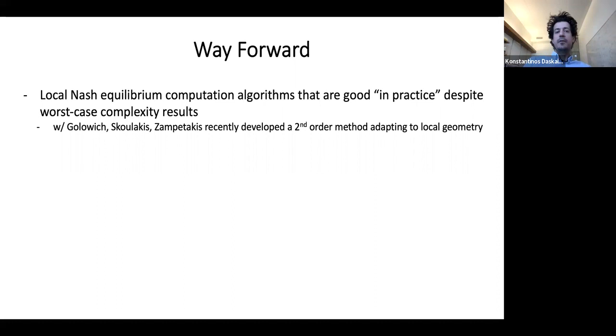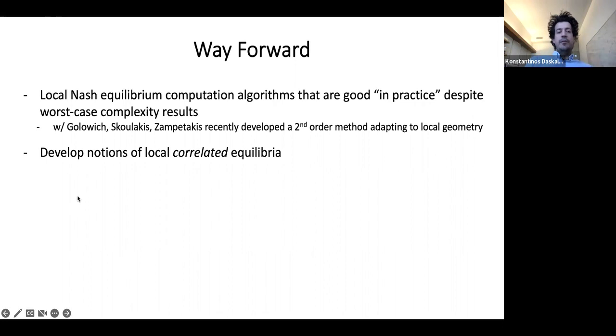We have a proposal of a second order method that exploits the local geometry of your objective to guarantee convergence to a local Nash equilibrium. This paper will be soon on the arXiv. It tries to exploit the local structure of your function to telescope faster than standard methods that compute fixed points.